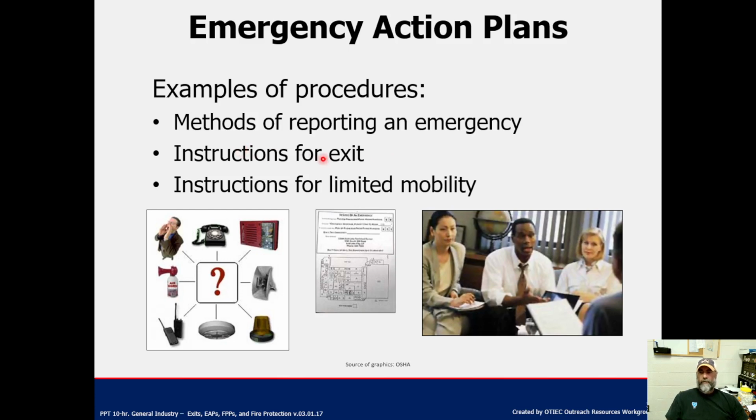If we have to exit our facility, we have to have the instructions on how to properly leave it. And if you have those who have limited mobility, it's also important, and not a lot of times people think about it, if you have an individual that's in a wheelchair, an individual with crutches, how do you designate to get that individual out of your facility?